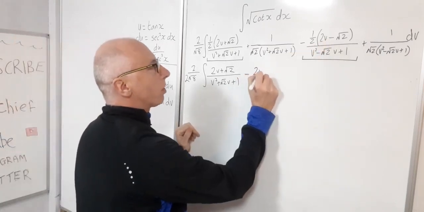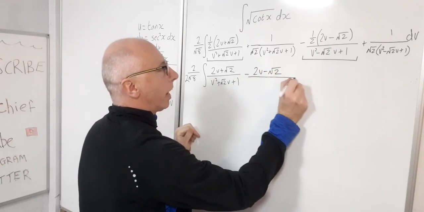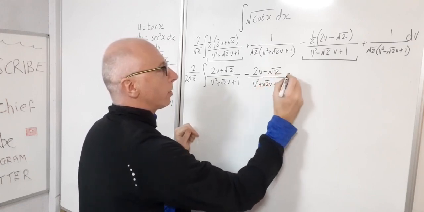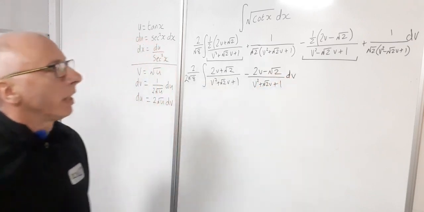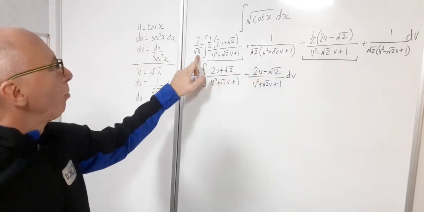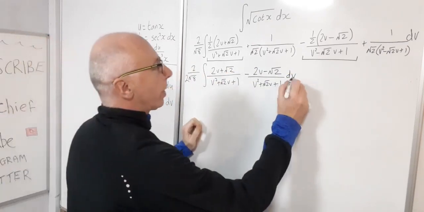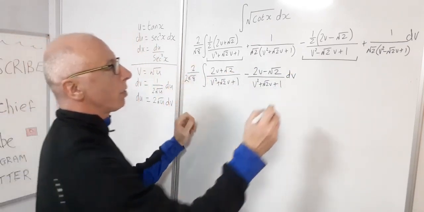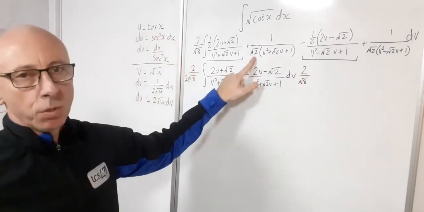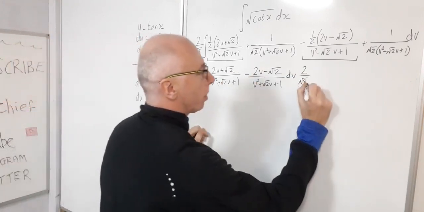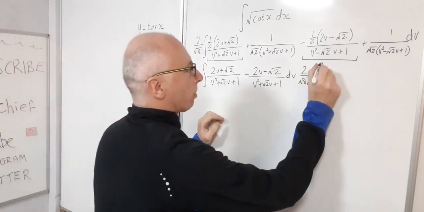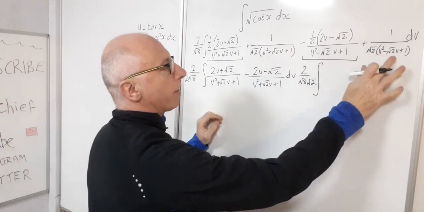So I've got −2v − √2, and then v² + √2v + 1, and then just dv. And then these ones here, I can just combine my root 2 here and bring that out with this one. So then I'm going to have separate integral 2 over root 8, and then because I've got a root 2 in my denominator, I just multiply this by root 2. So I'm just going to show that there, and then we can simplify that up in a minute. And then I've got my integral of this one and this one here.